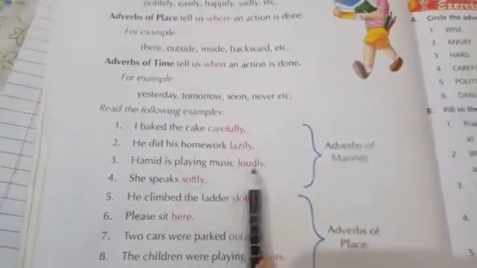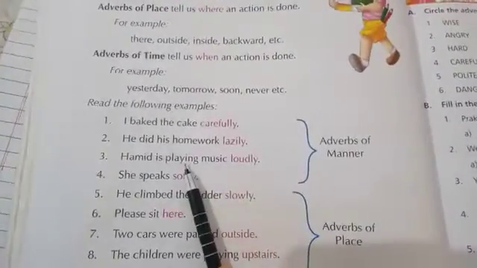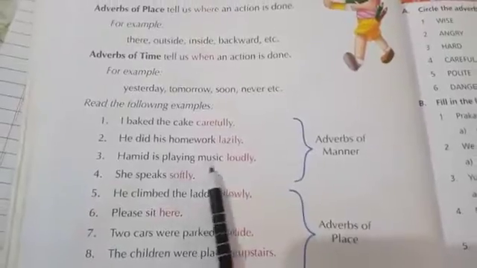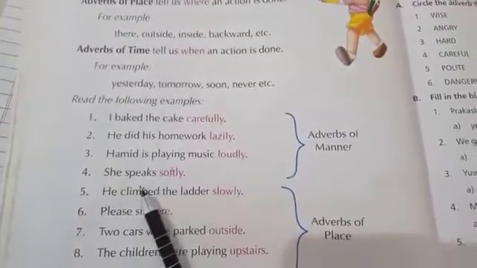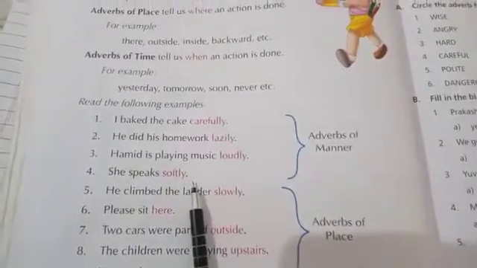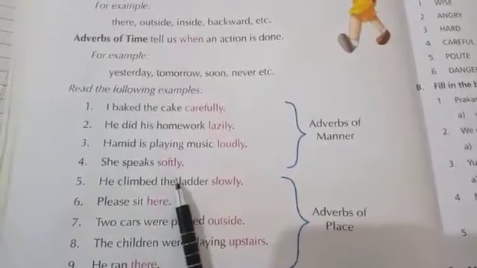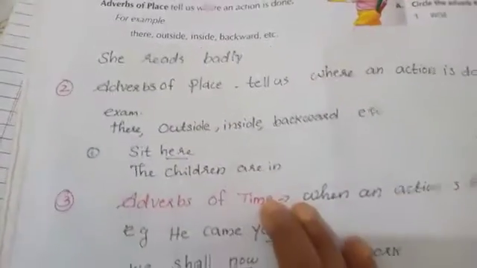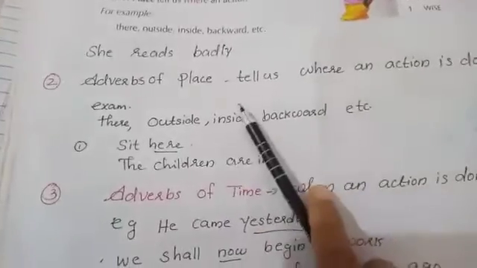Hamid is playing music loudly. How is Hamid playing? Loudly. She speaks softly. How does she speak? Softly. The second one is adverbs of place.